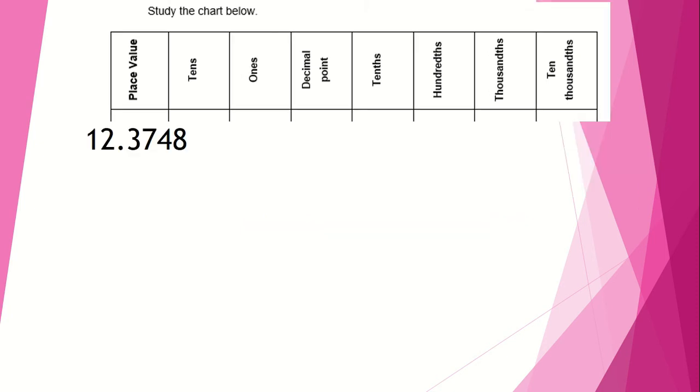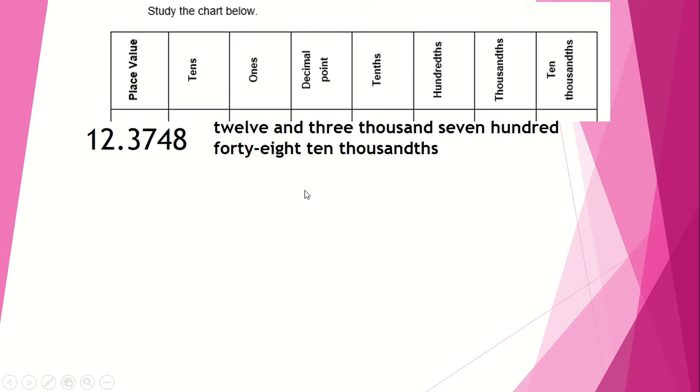Let's have another example. You have this one. This is read as 12 and 3,748 ten thousandths. Notice that the point here is read as "and". So this is 12 and.